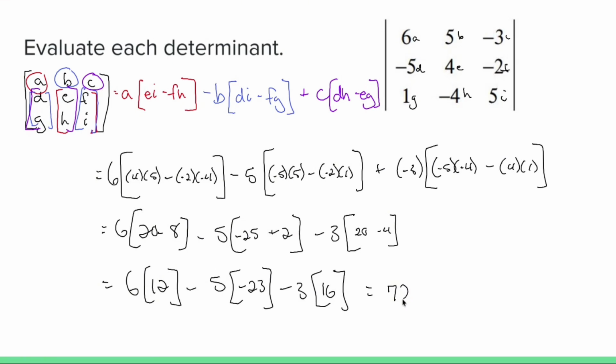6 times 12, I believe, is 72. Minus 5 times negative 23 is plus 115. And then 3 times 16 is minus 48. So we've got 72 plus 115 minus 48. It's going to be 149. So that's your determinant. Fun stuff.